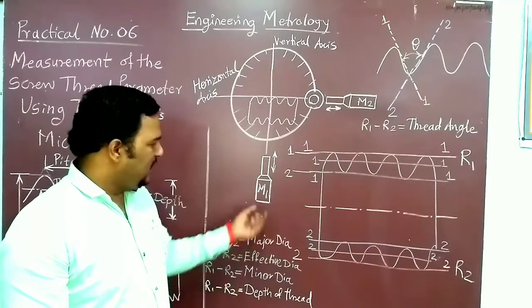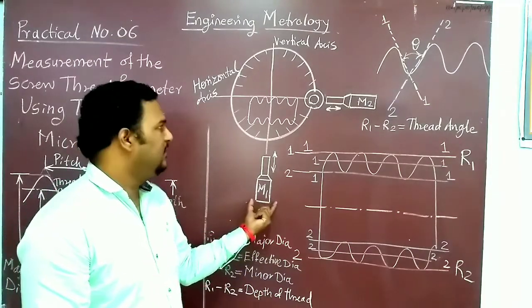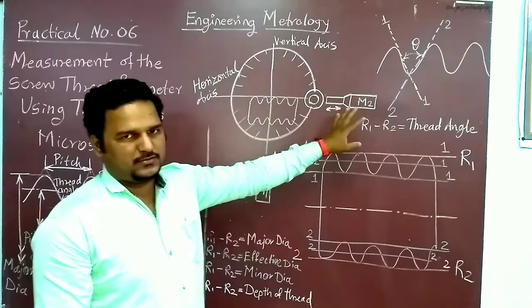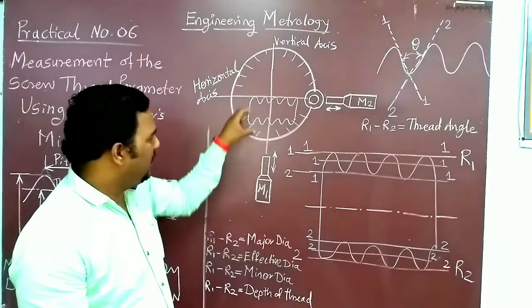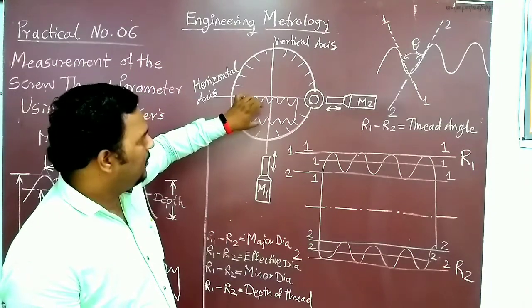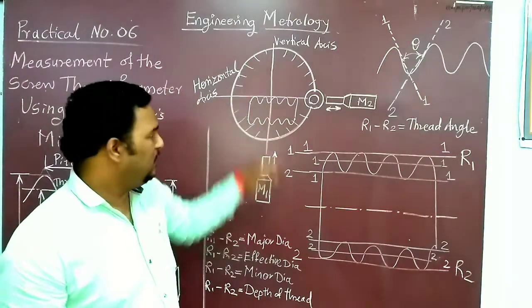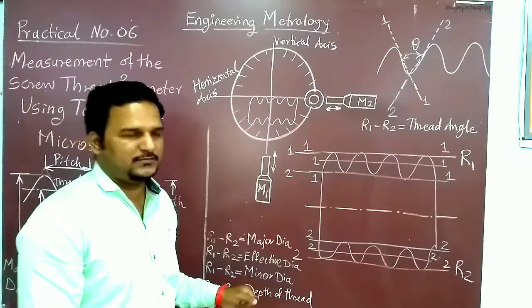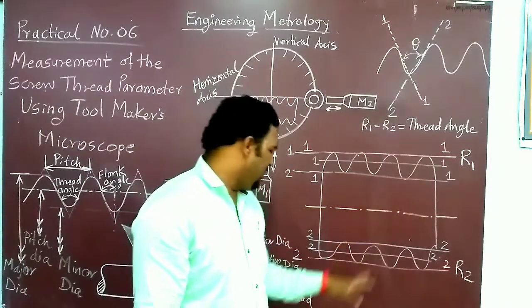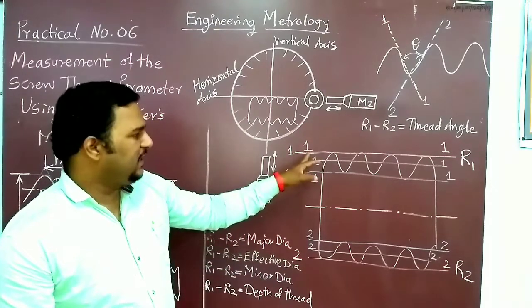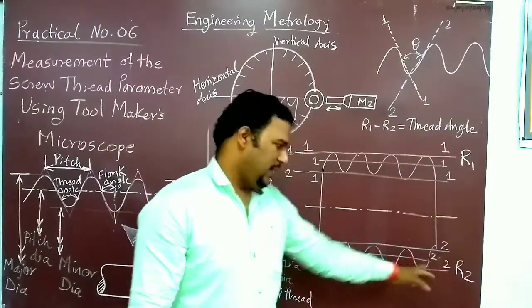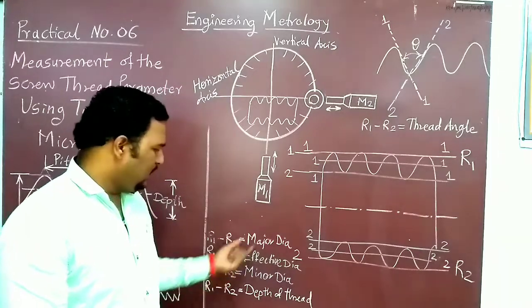So for the three diameters, we are only changing the first micrometer. The second micrometer is constant. We have not moved the shadow in the horizontal axis. We are only moving it along the vertical axis. Okay, so we get the three diameters: major diameter, effective diameter, and minor diameter, just by taking the readings at 1, 1 and 2, 2. The difference between R1 and R2 will give you the diameter.